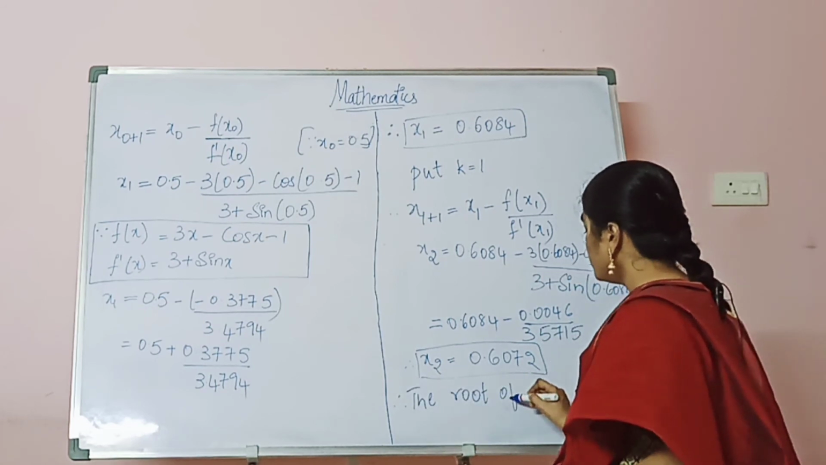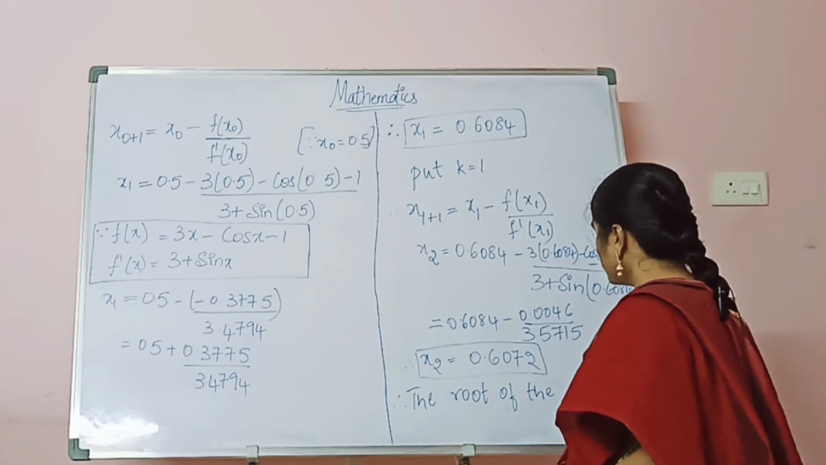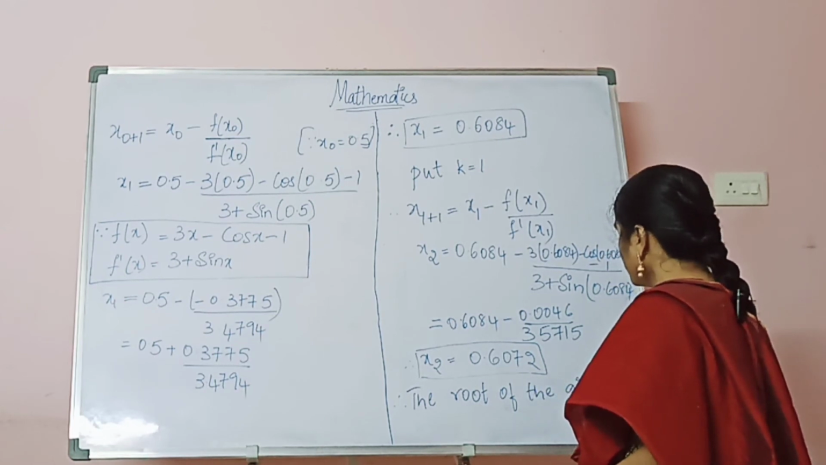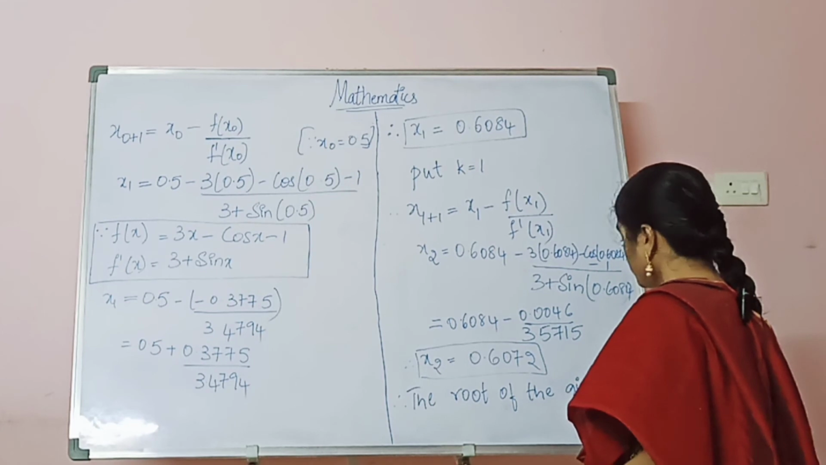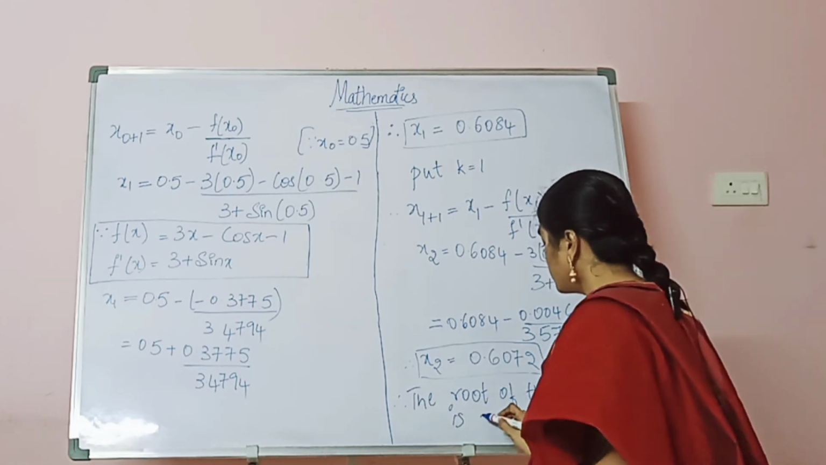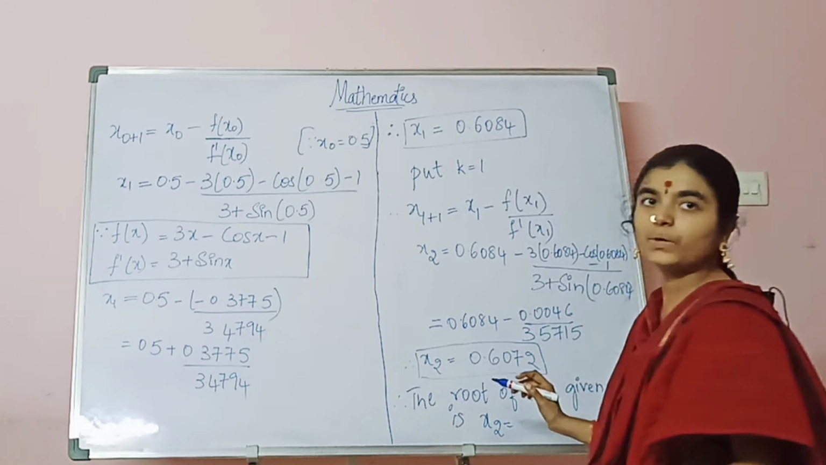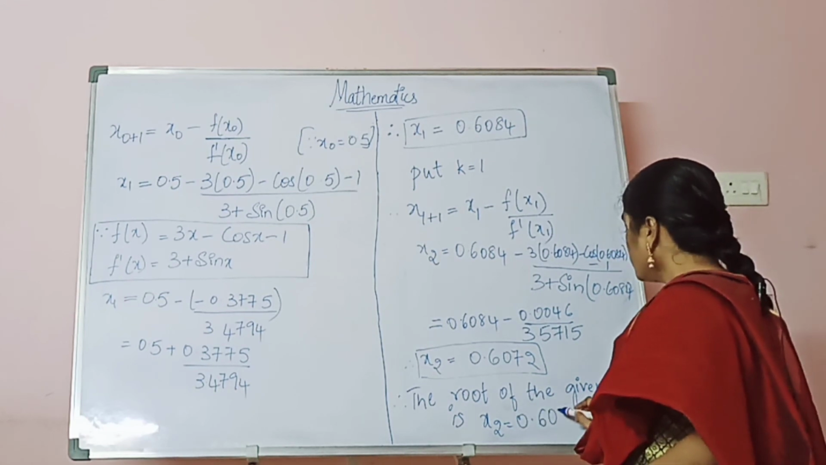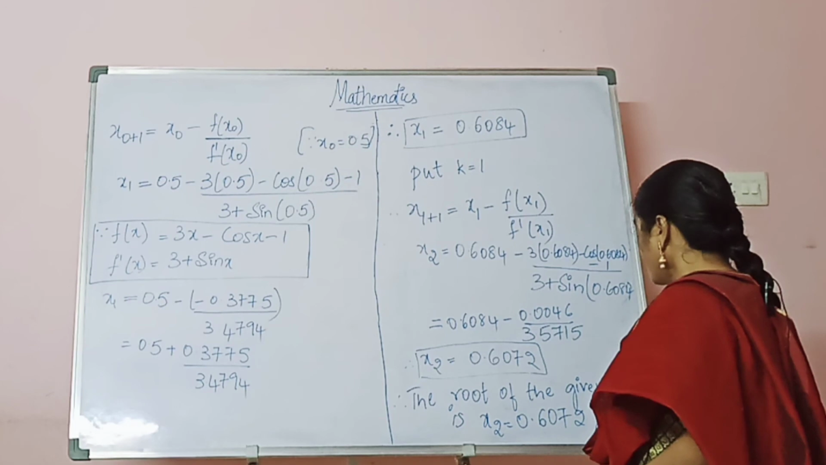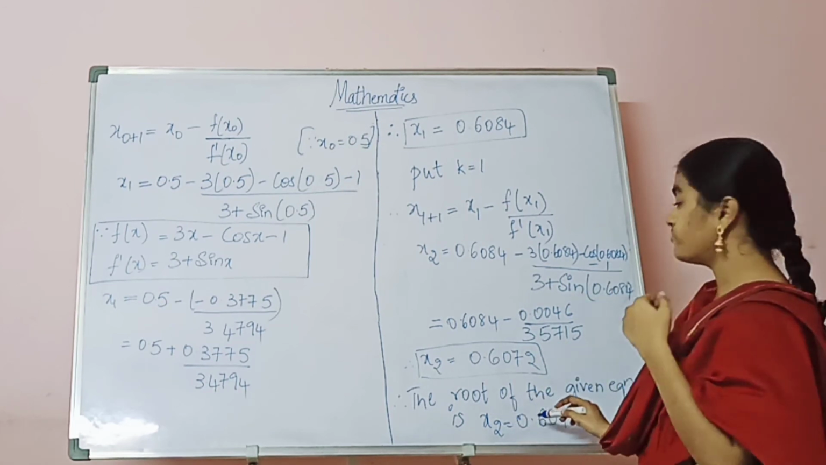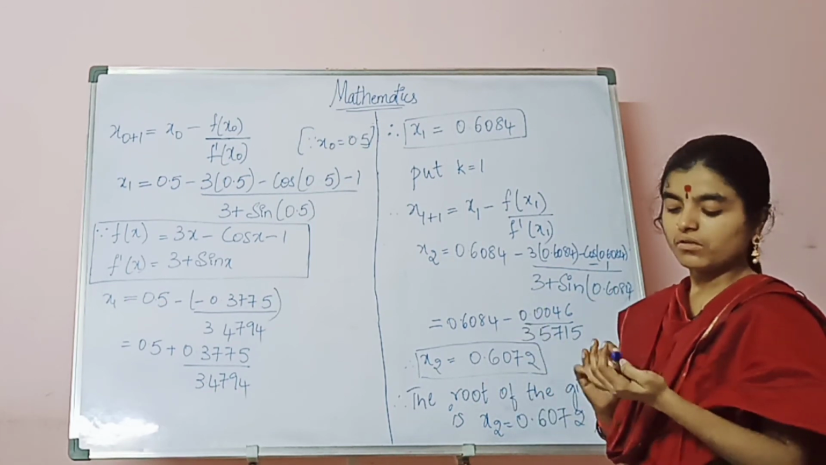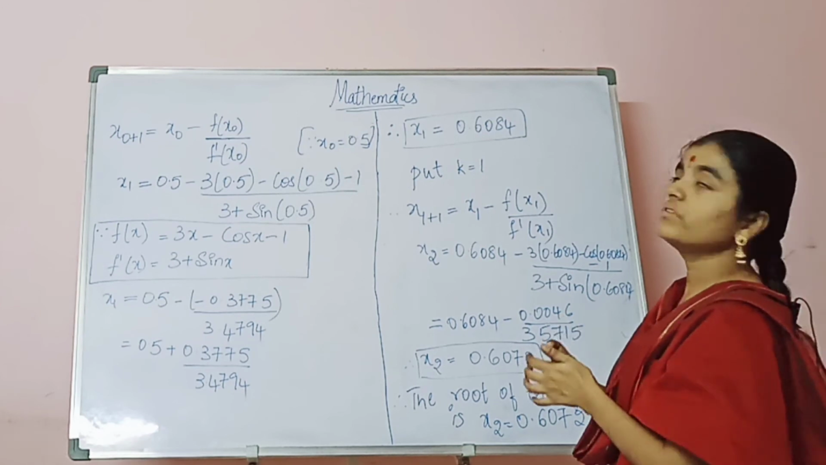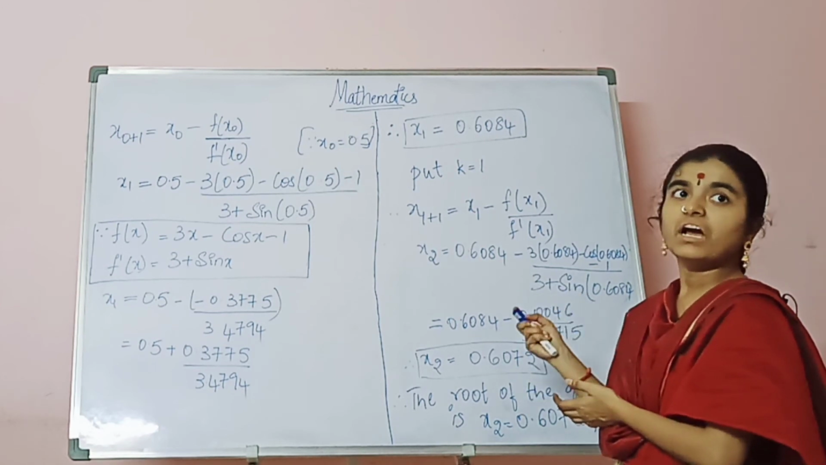Therefore the root of the given equation is x2 equals 0.6072. This is the real root of the given equation. So this is about the Newton-Raphson method and its problem.